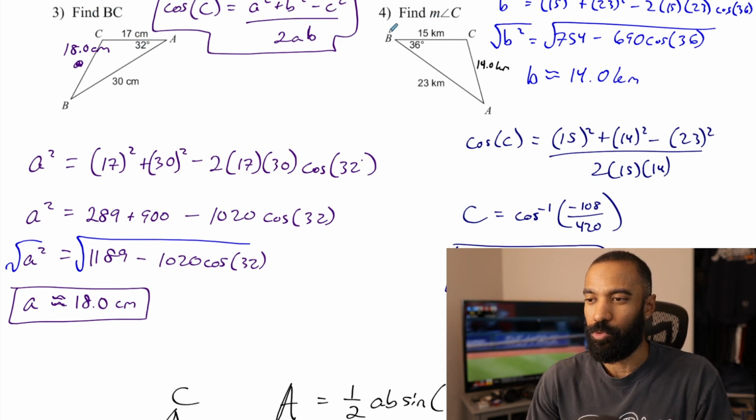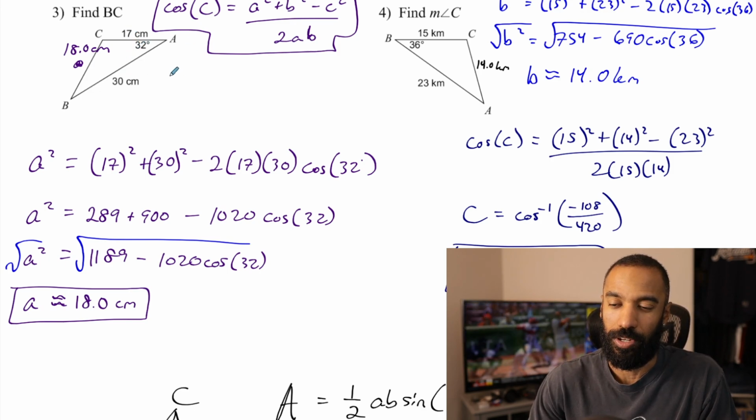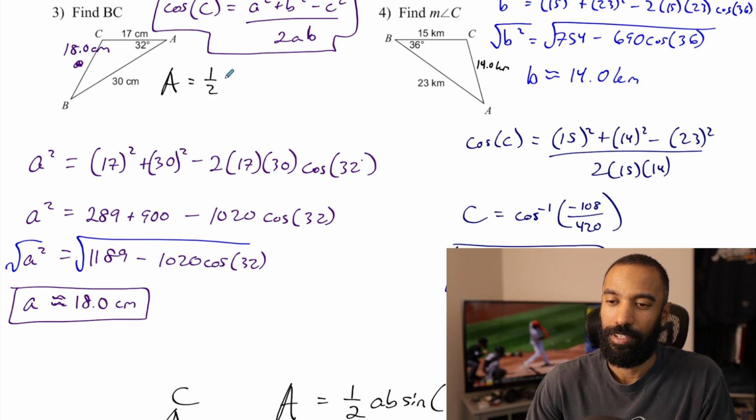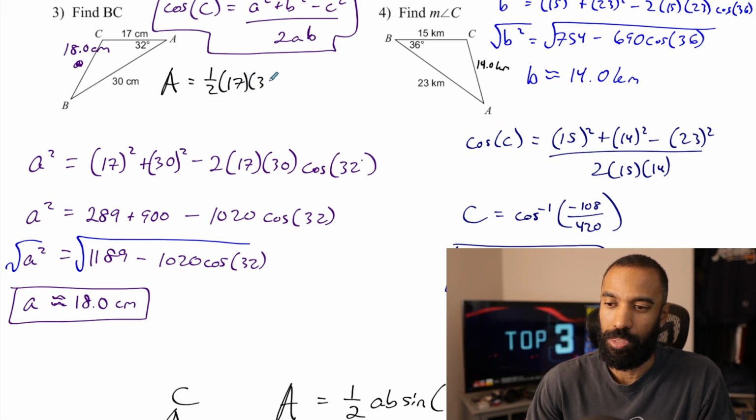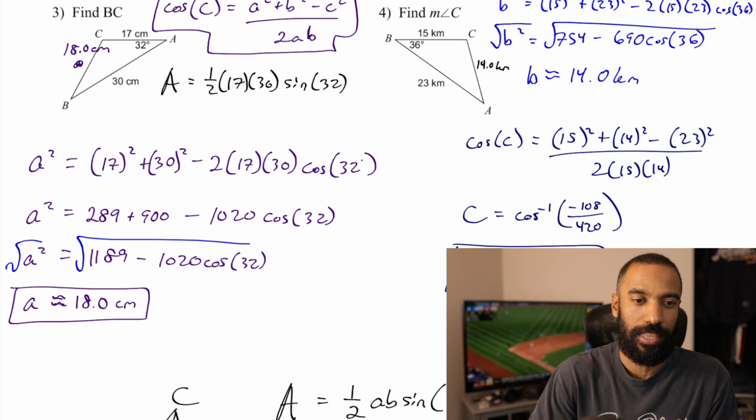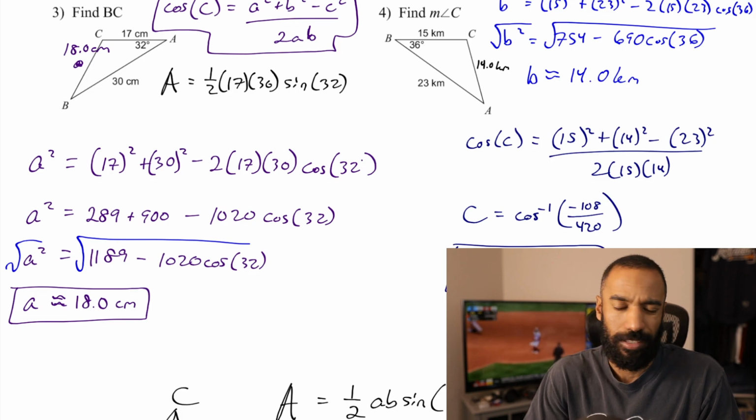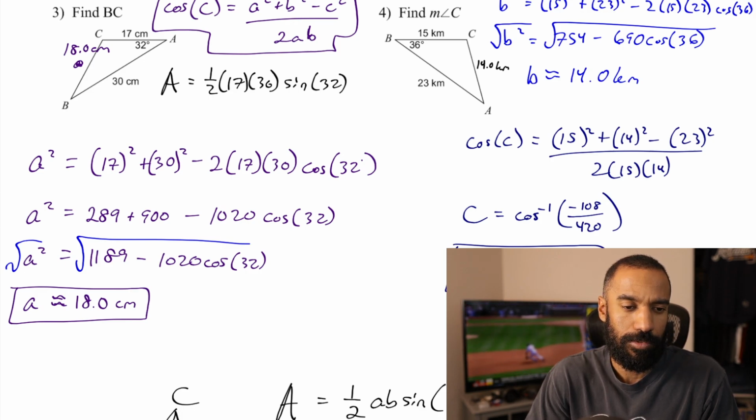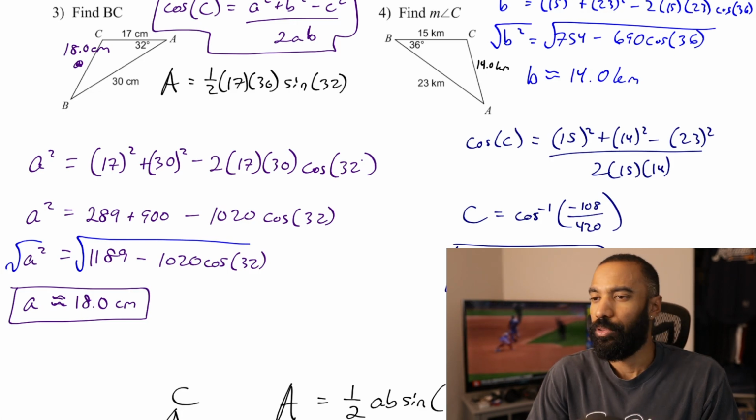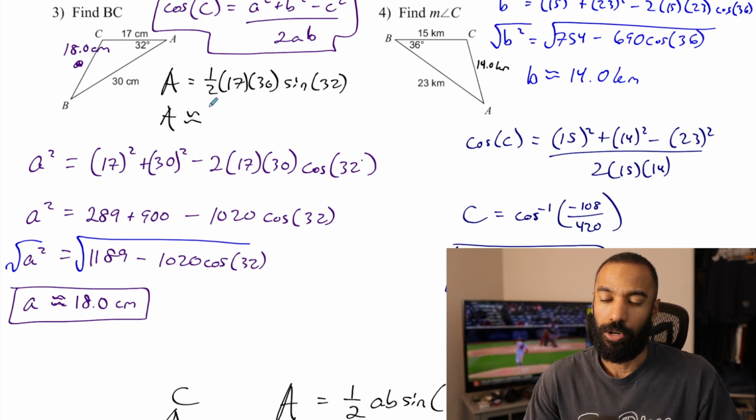All right, find the area here. Now these two problems were very set up for this because you did have two sides and the angle in between already. So I'm just going to use those. So 1/2 times 17 times 30 times the sine of 32 right there. Take my word for it in the calculator: 17 times 30 times the sine of 32 is 135.1. Now this is in centimeters, or square centimeters.